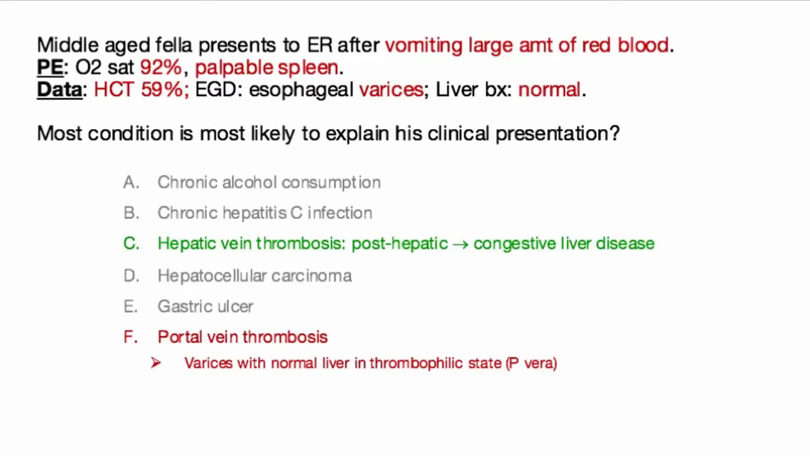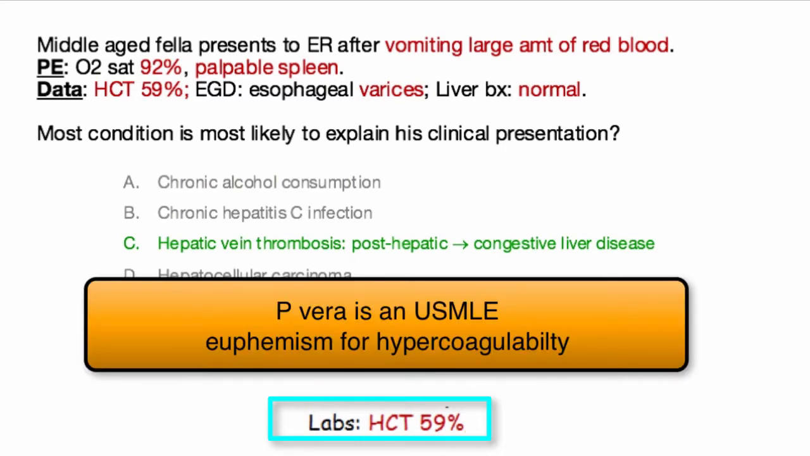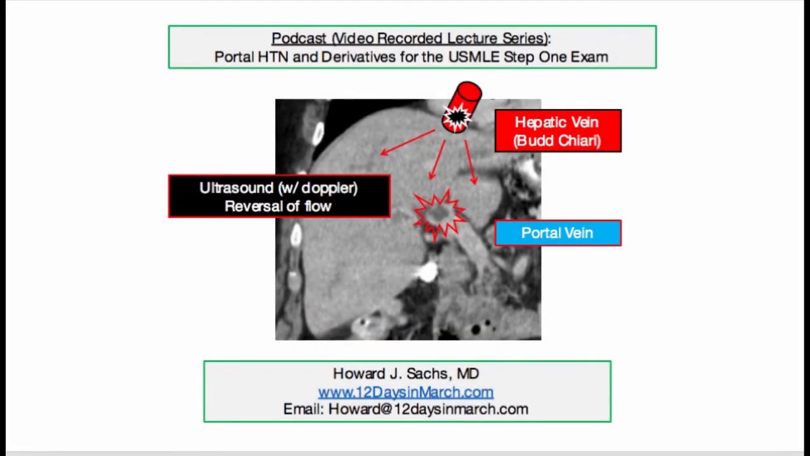The final relevant feature here is coming back to that hematocrit of 59%. The 59% in this case reflected polycythemia vera, which will be a recurrent theme as one of the thrombophilic conditions they'll repeatedly come back to when they want to set the patient up for a thrombotic complication. And that concludes this discussion of the portal circulation and derivatives for the USMLE Step 1 exam.